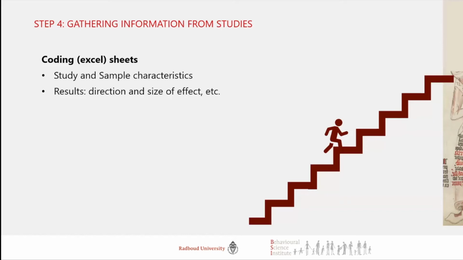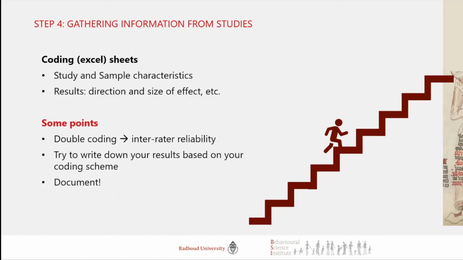Next step. So you found your papers, you want to collect information. Of course, it depends on your research question. You define coding sheets, and then you collect study characteristics like the design, the sample characteristics like sample size and other characteristics that you think may be important and may influence the results. And of course, the results, effect sizes, the direction of effect. Again, it's good to do double coding, so it's highly recommended. And then you have to do an inter-rater reliability check to see if your codes are reliable, because you are prone to error.